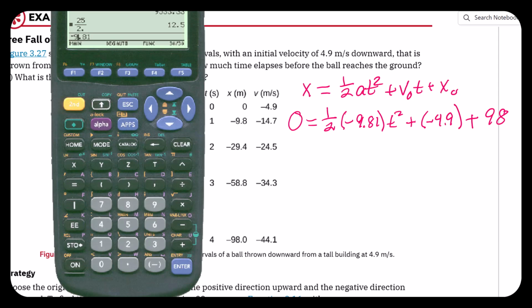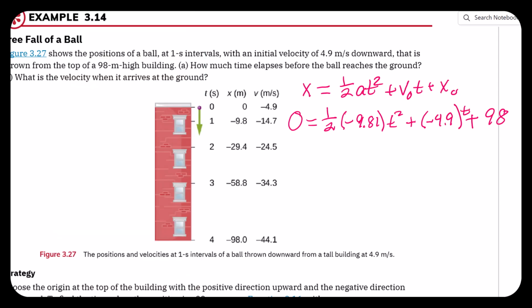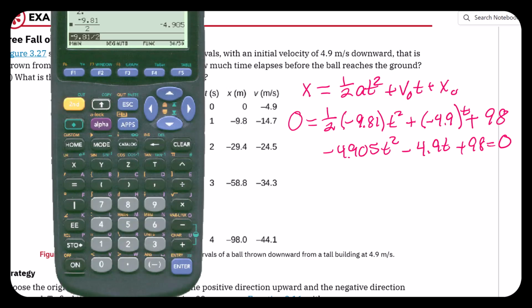Negative 9.81 divided by 2. So that's my 4.905. Oh, I forgot the t. So negative 4.905 t squared minus 4.9t plus 98 equals 0.